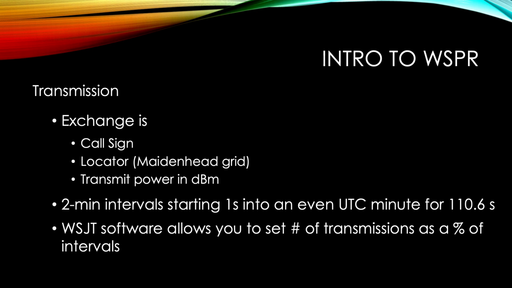The WSJT software allows you to set the number of transmissions as a percent of the intervals. So as an example, if you go 100 intervals of transmission and you set the percentage of your own transmissions as 10%, you would be transmitting 1 out of every 10 intervals.